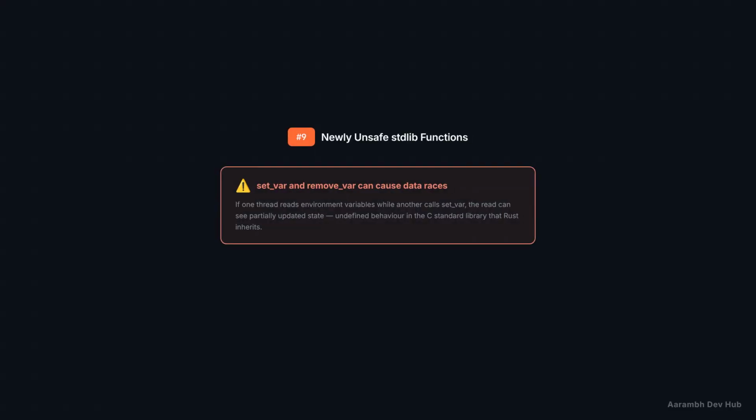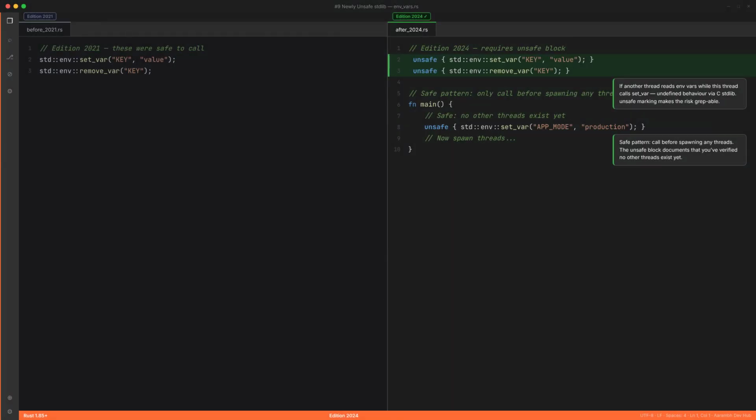Three standard library functions are now marked unsafe in the 2024 edition. The reason is that set_var and remove_var can cause data races in multi-threaded programs. If one thread is reading environment variables while another thread calls set_var, the read can see partially updated state, undefined behavior in the C standard library that Rust inherits. By marking them unsafe, the 2024 edition makes the risk explicit. In a multi-threaded program, you should only call these before spawning any threads, which is the safe usage pattern.